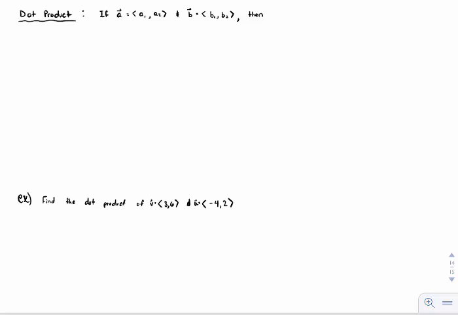So first off, I'm going to show you what it is. I'll show you kind of what it does briefly, and then I'll finish up by showing you how you can even use the dot product on your test this week, so you'll have that opportunity.